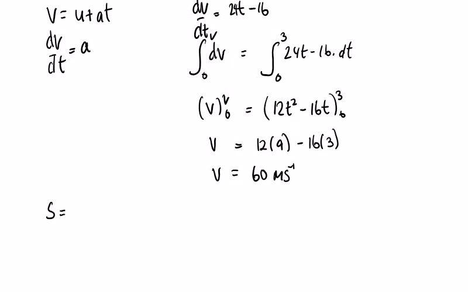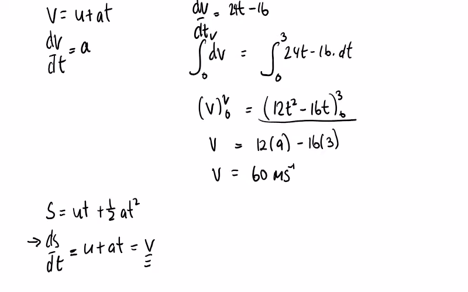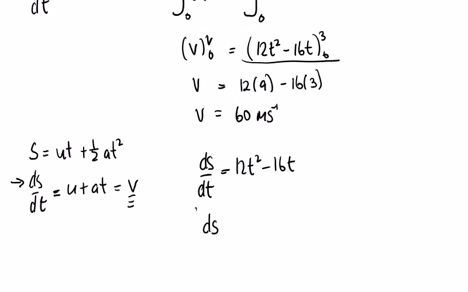Okay, we need distance. What's distance? It's ut plus a half at squared. So ds dt, we want this ds so we can get s. ds dt is equal to u plus at, which we know is velocity. So my velocity, which we got to be 12t squared minus 16t, is going to be my ds dt. We want the s, so we can integrate 12t squared minus 16t dt.